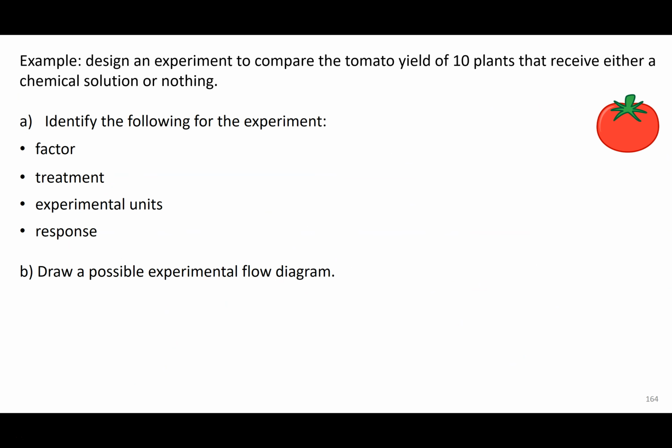So for example, we want to design an experiment. We were looking at tomato yield. I do not know what tomato yield is measured in. It might be weight. That's actually very likely. But we have 10 tomato plants, and we are either going to give them some sort of chemical solution, or we're going to give them nothing and just see how this impacts their yield. So the factor will just be that chemical treatment.